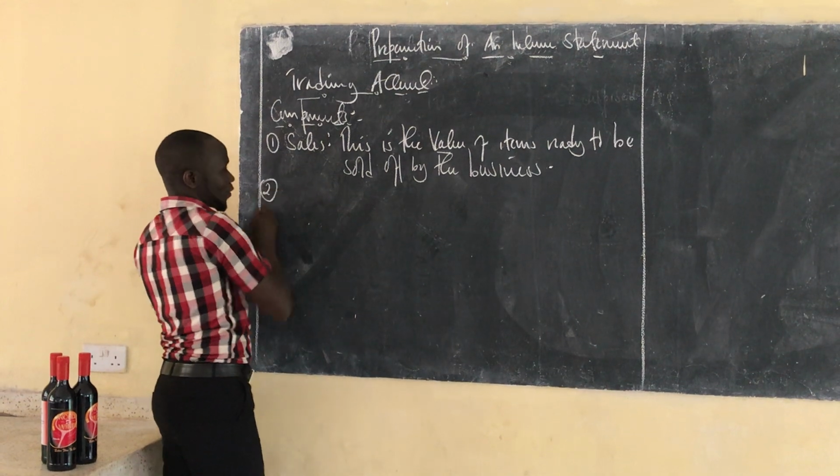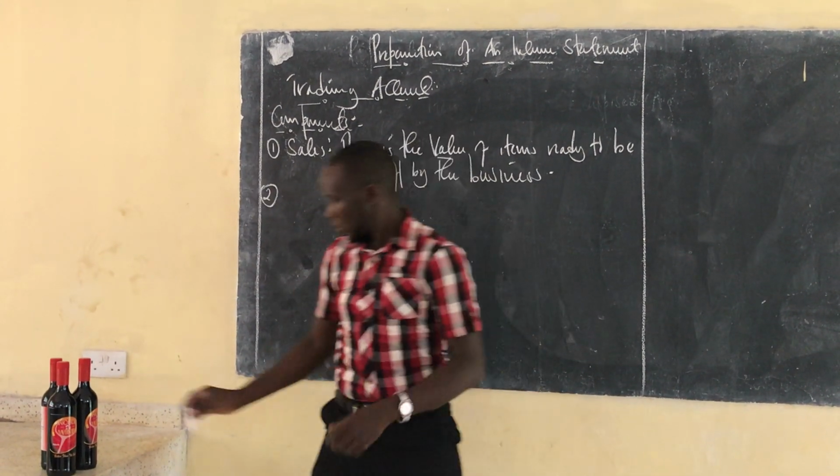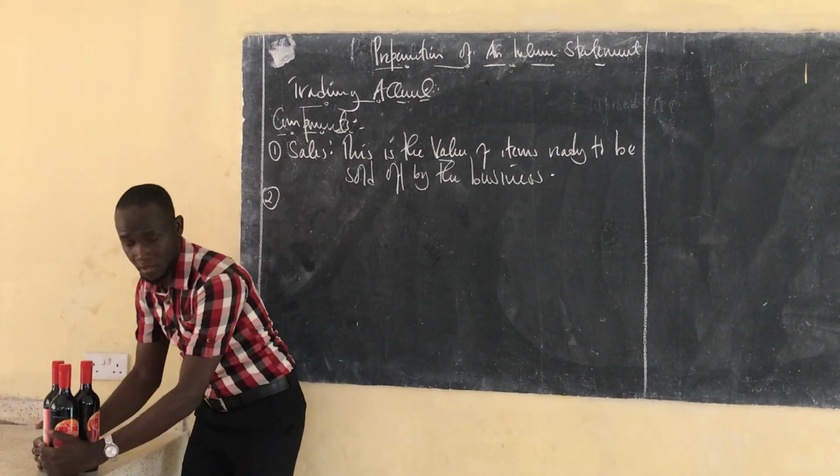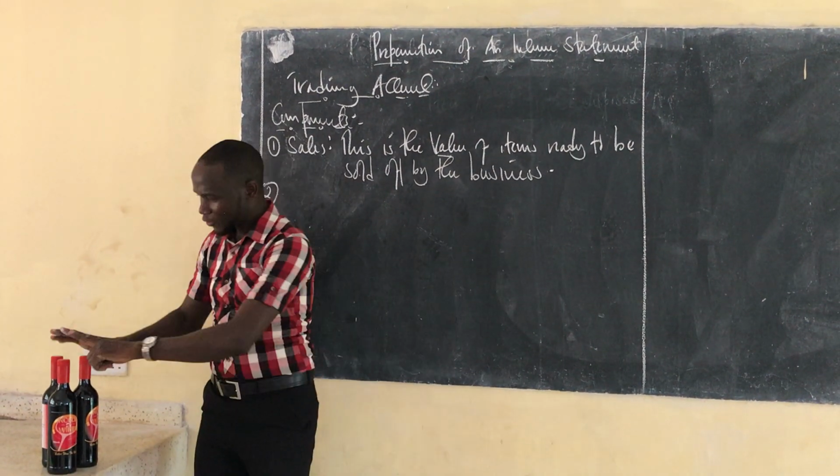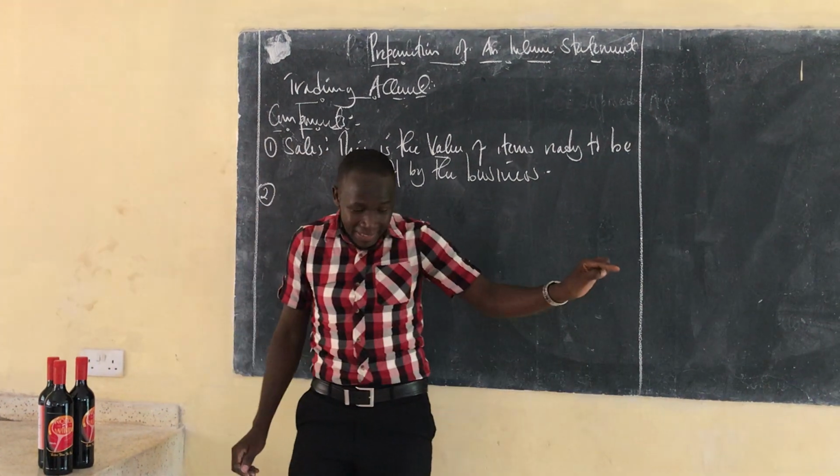So, look at a situation now. That's the first component. Assuming this entrepreneur, the owner of this small business, wishes to sell these 3 bottles to a certain customer.